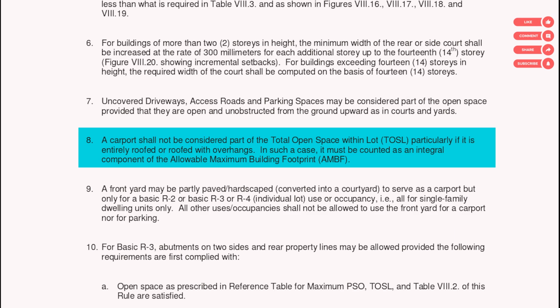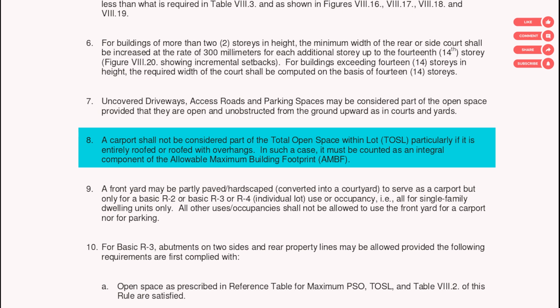Okay, another common question. Kanina pinag-usapan natin yung TOSL, building footprint, ARBF, PSO, etc. A common question is this, yung carport ba, part ba yun ng open space na labas? Or part ba siya ng building footprint? This is the categorical answer in Rule 8. Kapag may bubong daw yung carport, if the carport is roofed, then it's part of the building footprint. If it is not roofed, then it is part of the TOSL. It's that simple.